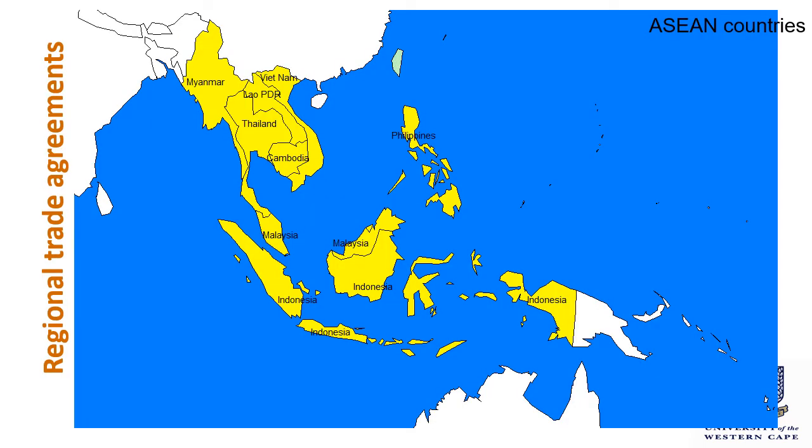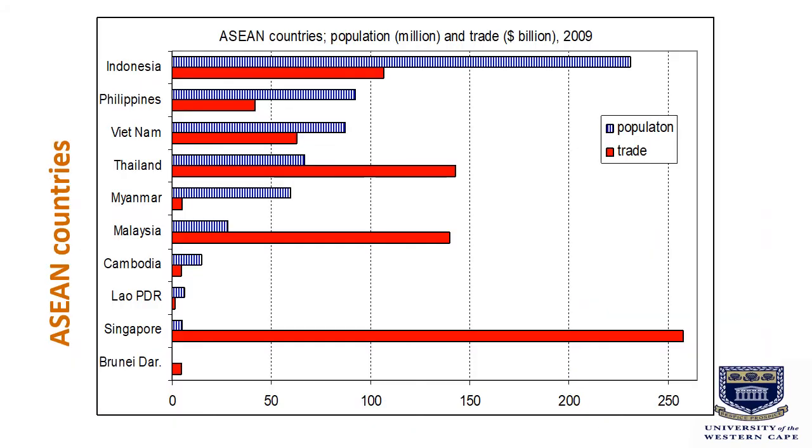We also have the Asian Regional Trade Agreement, and those are also the countries highlighted in yellow. Similar to the data from COMESA, we again can look at the population size and the trade volume, and we find that a smaller country actually has the highest value of trade. And if we look at the exact figures, we find that the figures for these Asian countries are a lot higher in terms of trade value than those of COMESA countries.